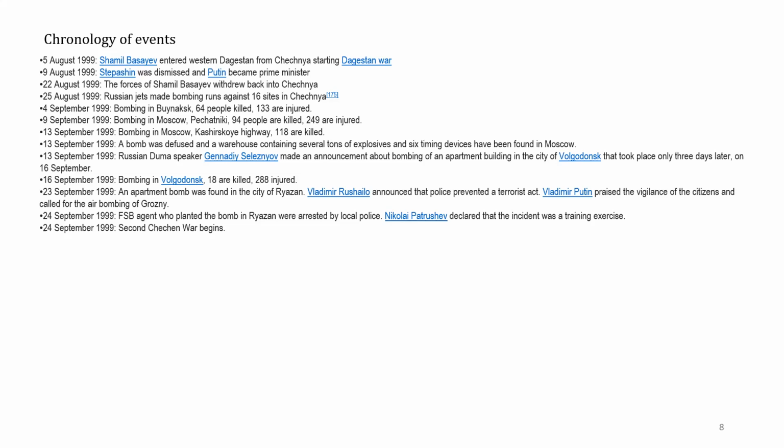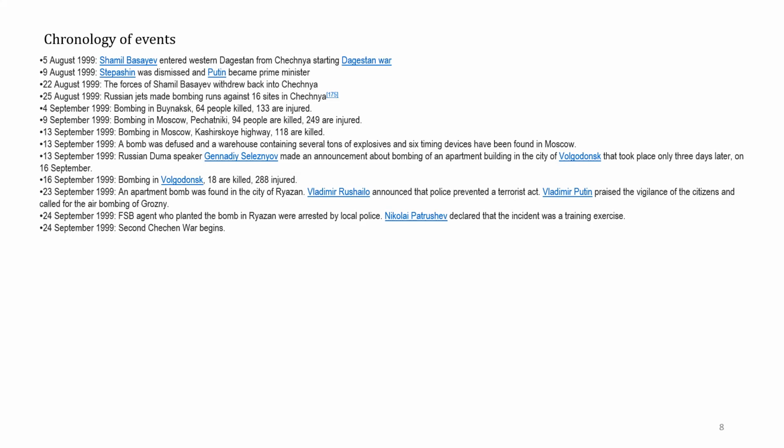September 23rd, an apartment bomb was found in the city of Ryazan. Vladimir Rushailo announced that police prevented a terrorist act. Vladimir Putin praised the vigilance of the citizens and called for the air bombing of Grozny. September 24th, 1999, all in the same year, FSB agents who planted the bomb in Ryazan were arrested by local police.